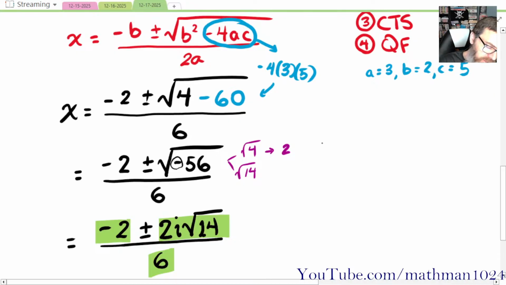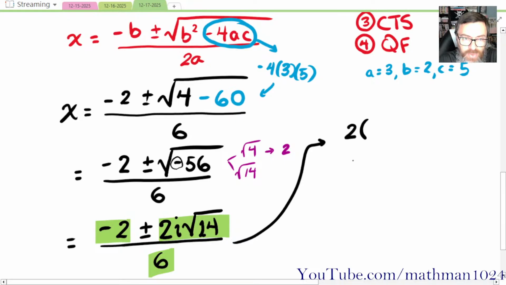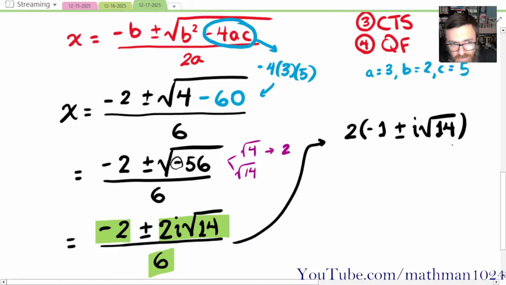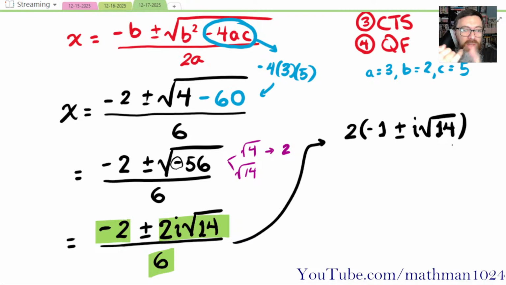So what I like to show my students is this. Factor out the 2 in the numerator and see what you have. So if I factor out the 2, I have negative 1 plus or minus. Now if I factor a 2 out of that 2i square root of 14, I have just i times the square root of 14. I can't factor a 2 out of the radical, right? I have one factor of 2, and really if you look at that, you've got 2 times i times the square root of 14. So I'm pulling out the 2 factor that I can pull out.